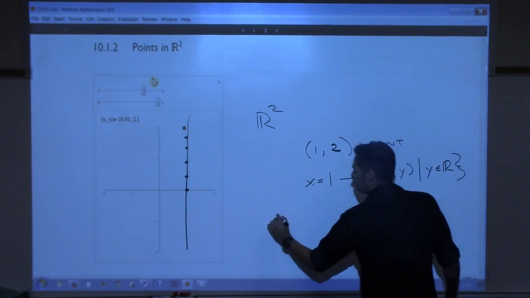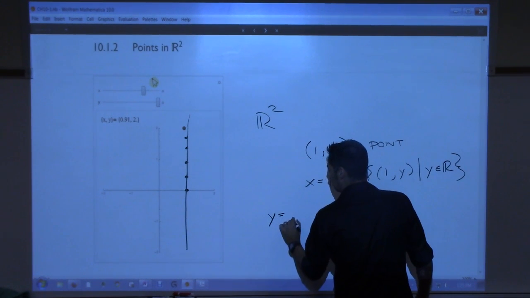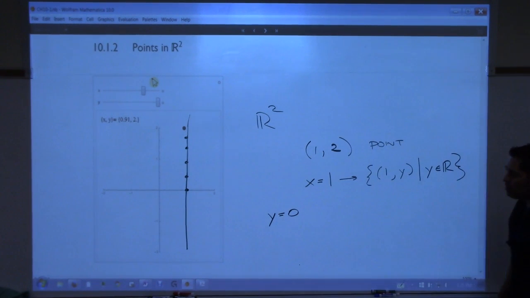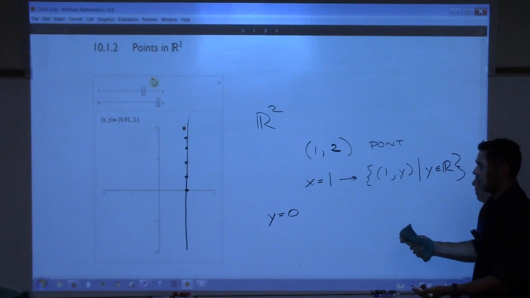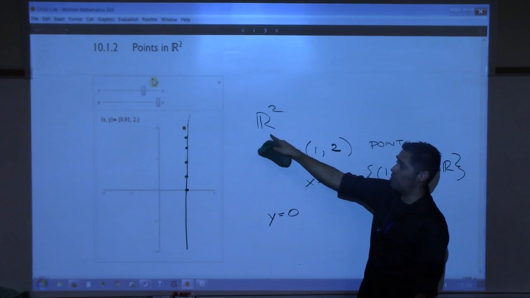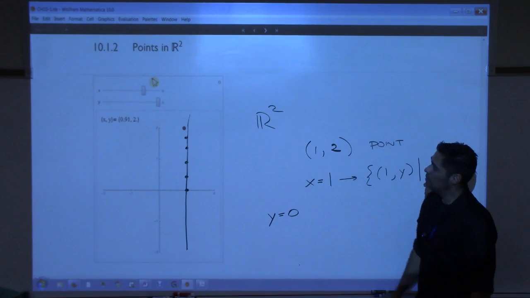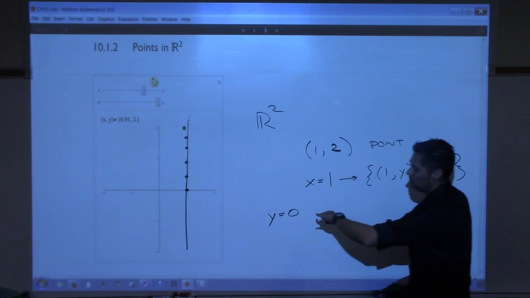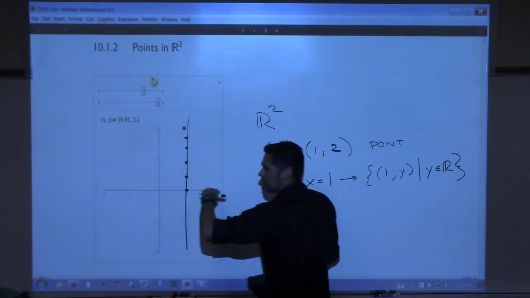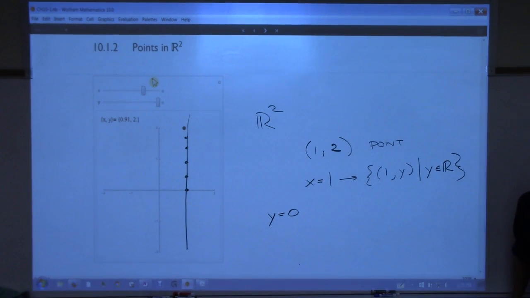Compare that to y equals 0. What is y equals 0? Let's say we're still in R2. So this would be a horizontal line going through y equals 0. So it's actually the x-axis, isn't it? Okay. Got it?